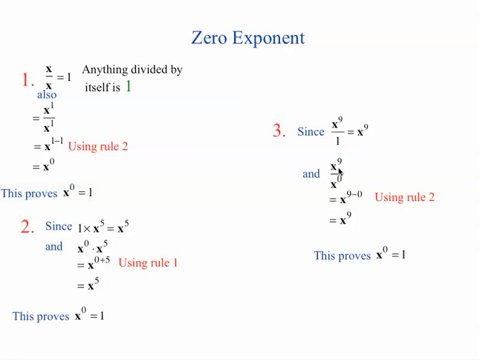And x to the 0 is like x to the 9 divided by x to the 9. Think of it that way. Or x to the 5 divided by x to the 5. But if x is 0, then you have 0 divided by 0, and you can't have division by 0. So that's why x cannot be 0 for this rule. Anything to the power of 0, except for 0, is 1.